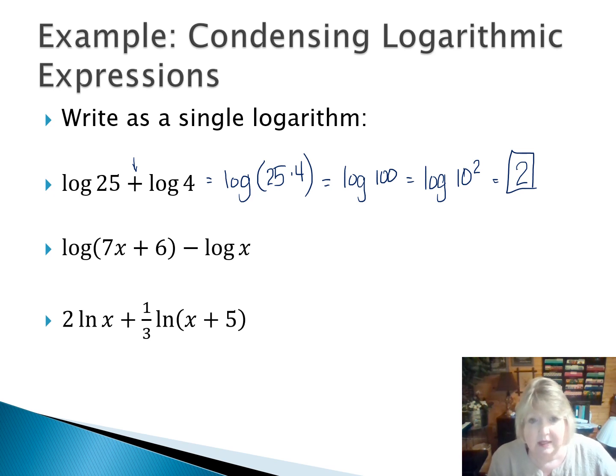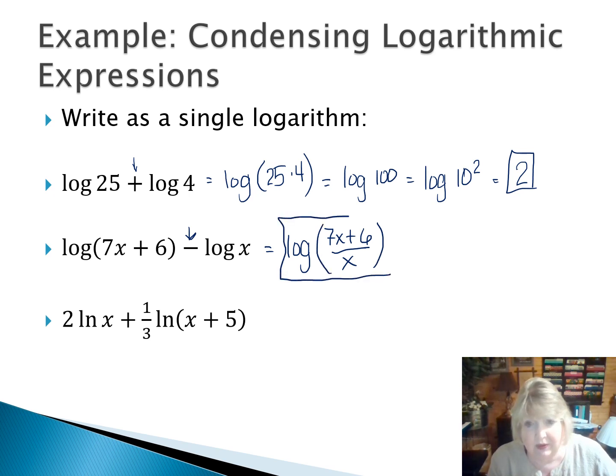Okay, same story, second verse. I have a minus sign. Well, it's when you divide that we turned it into subtraction. So I want to take this one backward and turn it into a division. A single log with a division of whatever they were logs of. So log of 7x plus 6 will be my dividend, and log of x will be my divisor. I cannot simplify (7x plus 6) over x, so that is my final answer. Okay, so it's not so bad.